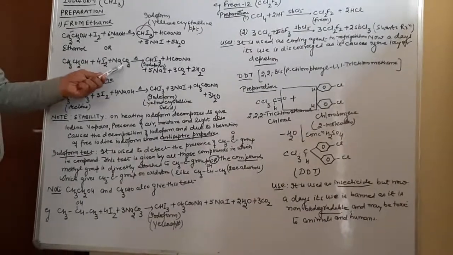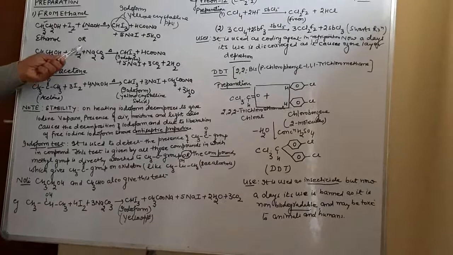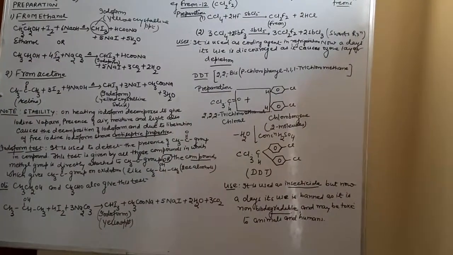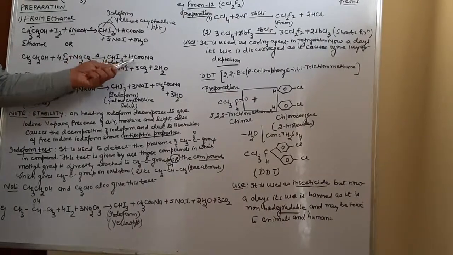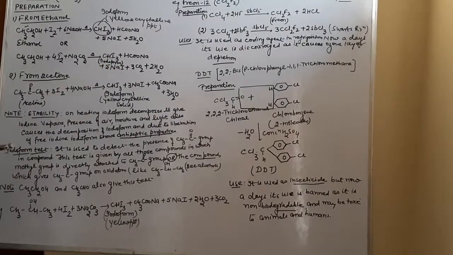of iodine and sodium carbonate on ethanol. So ethanol, when reacted with iodine and sodium carbonate, will result in the formation of a yellow crystalline precipitate of iodoform, along with byproducts of sodium formate, sodium iodide, carbon dioxide and water.